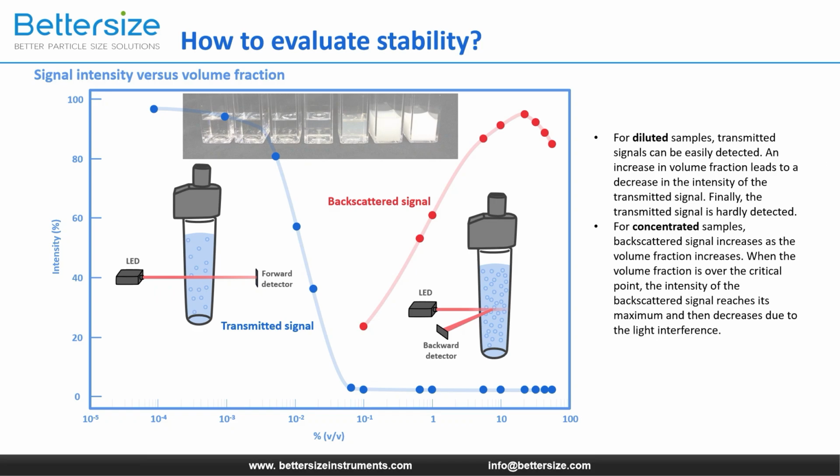At low volume fraction, the transmit signal is easily detected. An increase in volume fraction leads to a decrease in the transmit signal. Finally, the transmit signal is hardly detected because the light transmission is blocked. For concentrated samples, the backscatter signal increases as the volume fraction increases. After reaching its maximum, the backscatter signal decreases because of the interference between light diffusion arising from particles.